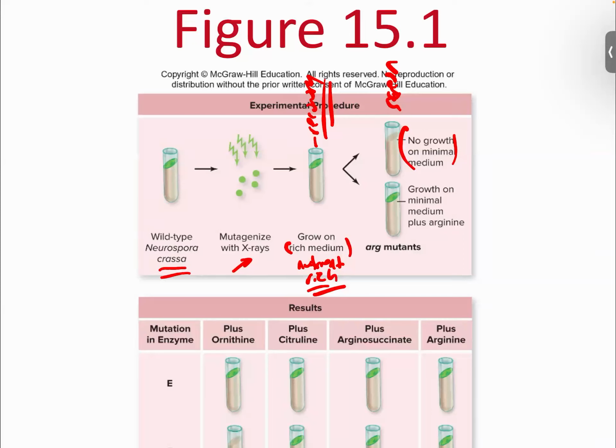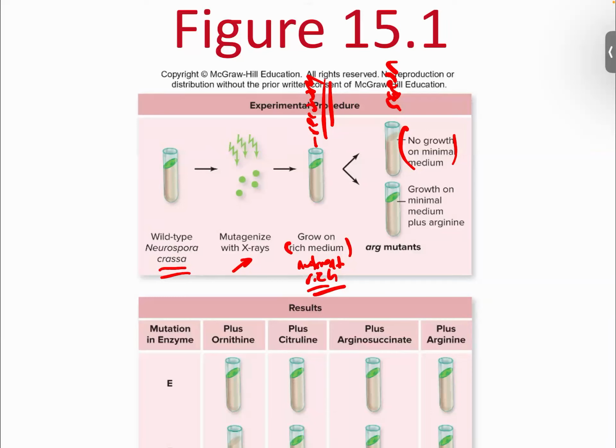It doesn't, however, tell you that it's arginine, right? Because this could be a mutation in lysine. It could be a mutation in the phenylalanine pathway, right? It could be any essential gene would give you no growth on minimal media. So it doesn't tell you anything about arginine just yet. So how do you know that this is an arginine mutation, not just some other essential mutation?